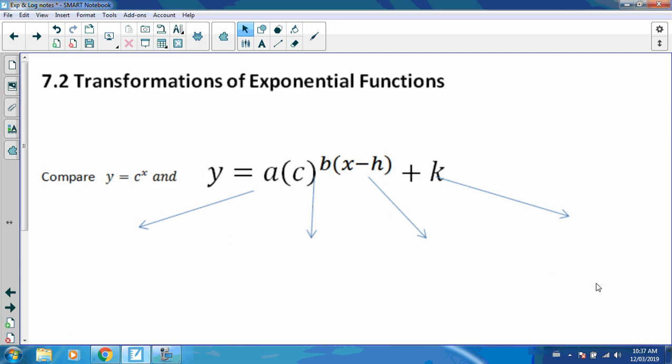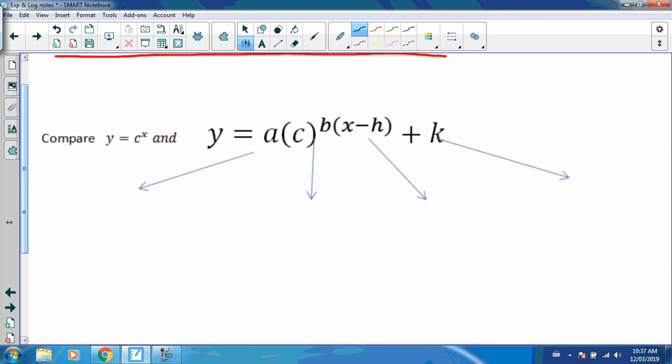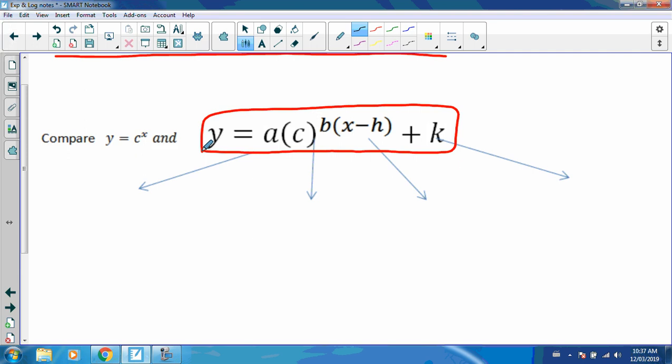All right, so this video is on section 7.2, the transformations of exponential functions. So to start off, we've got our equation showing a, b, h, and k for an exponential function. So we just want to remember what each part does. So we're looking at a first. So a is our vertical stretch, by a factor of a.